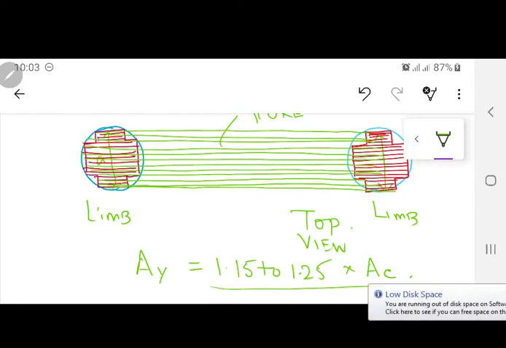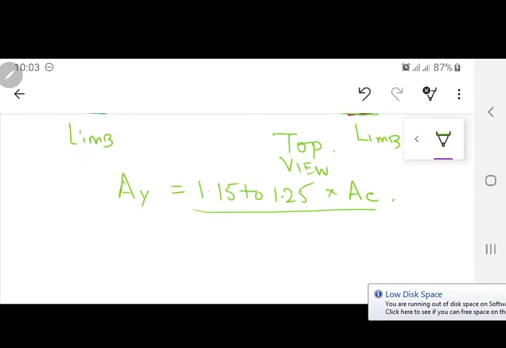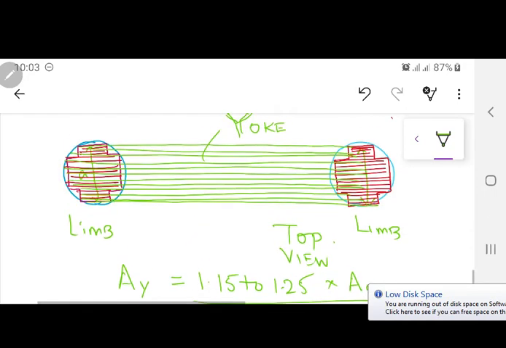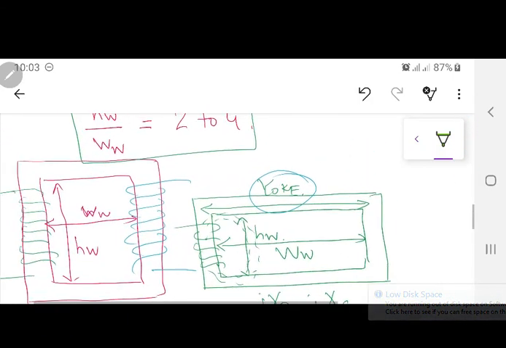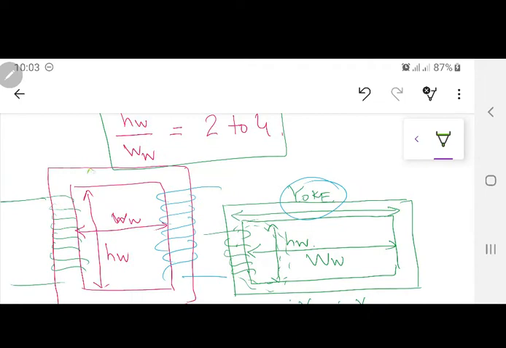What was the area of the core? The area of that red color stamps over there. That was the net iron area or gross area, whatever you want to take it over there. So when you are designing this, AY would be equal to the height of the yoke, which is certainly not visible in this one because I am seeing from the top. Height would be this distance. If I take this one, the height of the yoke would be this one.